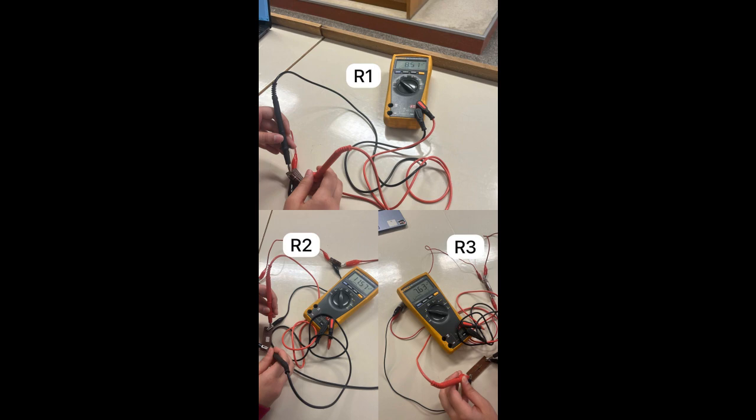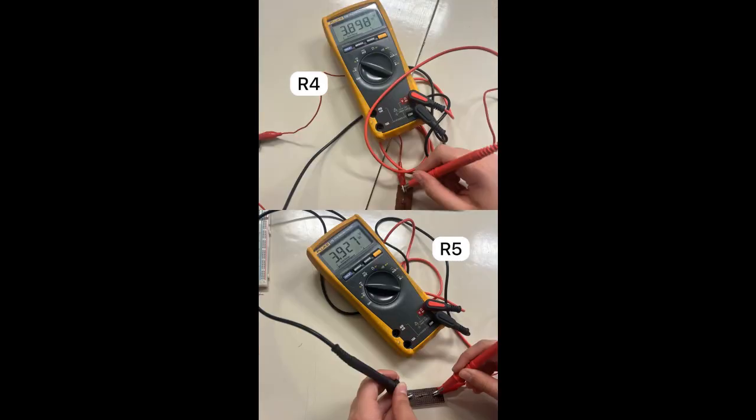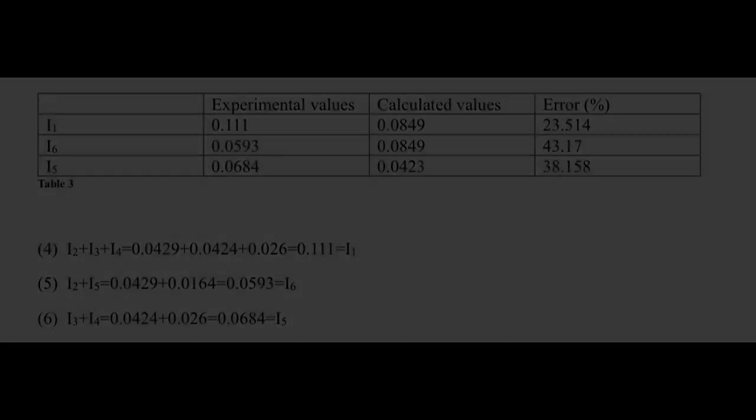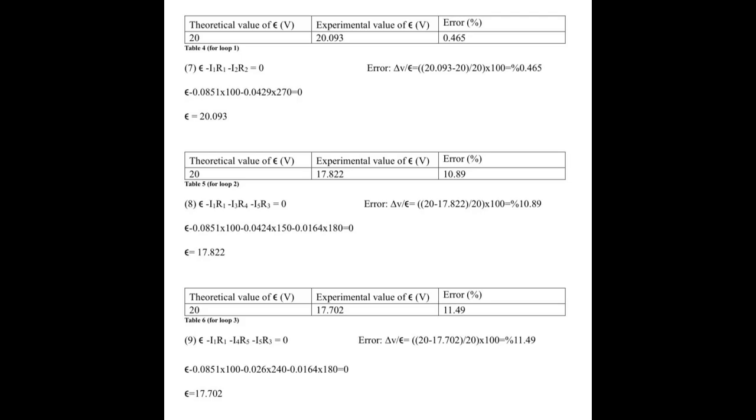After, with the help of a multimeter, I measured the voltage drops caused by the resistors. Using Ohm's law and assuming that the experimental resistance values are the same as the theoretical resistance values, I calculated the experimental current values. Using these values, I calculated I1, I6, and I5 by the junction rule. Lastly, I calculated the experimental values of the EMFs of each of the loops from 1 to 3, and some errors occurred.